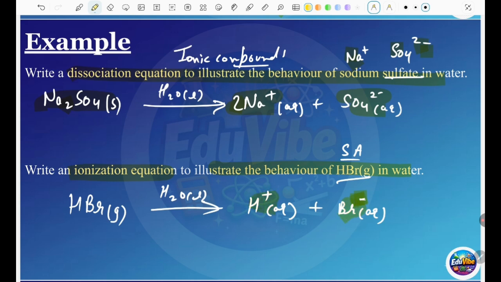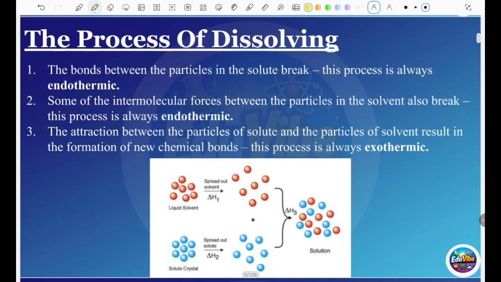And we have released 2 products. You have to know that, and again the balancing is important. Here it is 1 and 1. So that's all sorted. This is how ionization and dissociation work, and we will do more examples in the practice questions. The last topic is how the process of dissolving can happen.